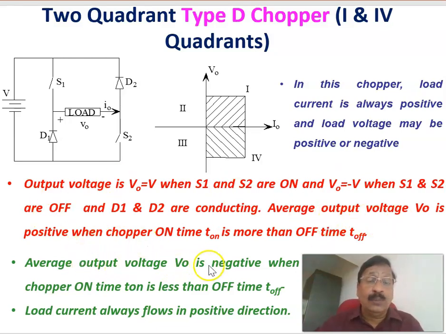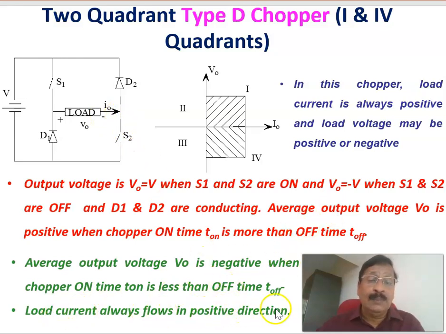Therefore, the average output voltage V0 is negative when the on period is less than the off period. The on period means when S1 and S2 are conducting. If that period is less than the period during which the diodes D1 and D2 are conducting, in that case, the average voltage will become negative. In the other case, it will be positive.